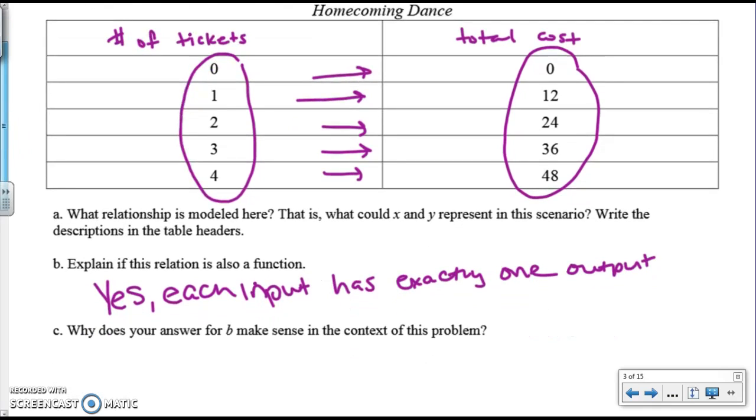Why does your answer for B make sense in the context of the problem? Well, if you buy one ticket, there shouldn't be two different costs. Same goes with 2, 3, 4. So no matter what you do, however many tickets you buy, there shouldn't be two possible costs there. It should always be the same cost.